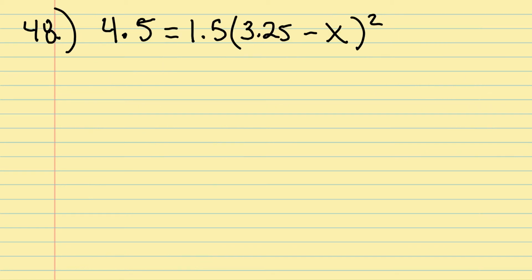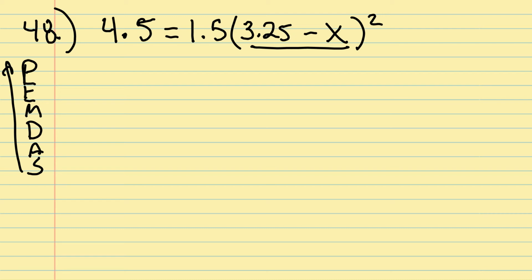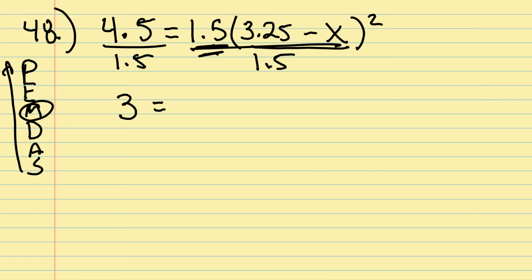Alright, 48 is 4.5 equals 1.5 times the quantity 3.25 minus, I changed that s to x because it's a little bit easier for you guys to see, squared. I'm going to use PEMDAS backwards. I do not have to use the quadratic formula. I'm just going to use PEMDAS backwards. Now, there are addition and subtraction inside the parentheses. That's inside the parentheses. So I have to get rid of this 1.5 first, which is multiplication. That's why I divide everything by 1.5 to start. 4.5 divided by 1.5 is 3.